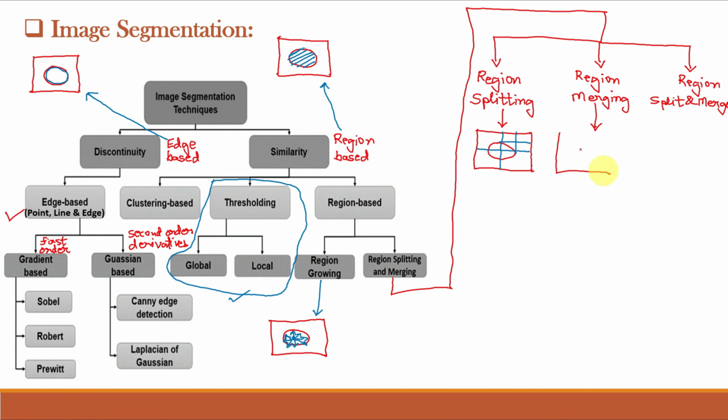For region merging, each pixel is taken as a small region and we merge these small regions into larger regions if they satisfy the similarity property. While region split and merge is the combination of region splitting and region merging, here we start with a rectangular region and we check the homogeneity property for this region. If the property fails, we split up the region into 4 quadrants like this, and if the region satisfies the homogeneity property, we merge it with the adjacent region. So in most applications, a combination of split and merge technique is used. Let us understand all in detail.